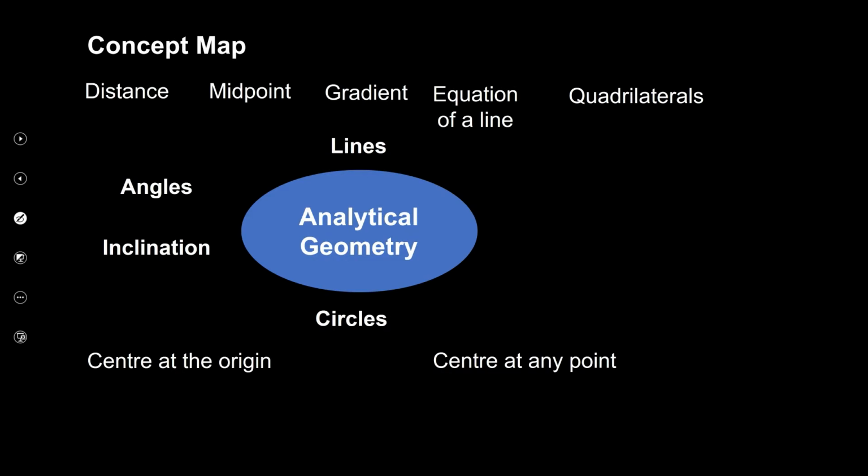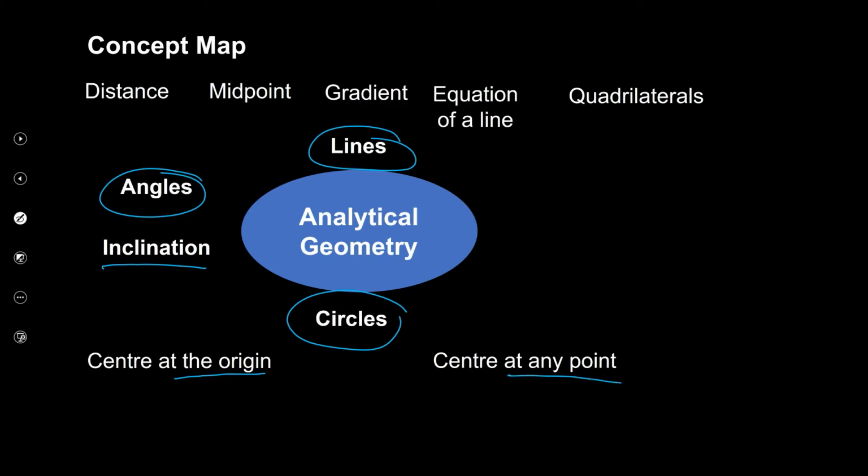So remember that when we talk about analytical geometry, this is when we have a combination of things from having angles, having lines, and having circles, right? And when we talk about angles, there's what we call an angle of inclination that we deal with there. And with the circle, there's two types of situations that we can have: when the center is at the origin, or when the center is at any point on the Cartesian plane.